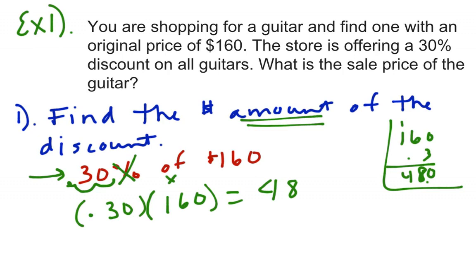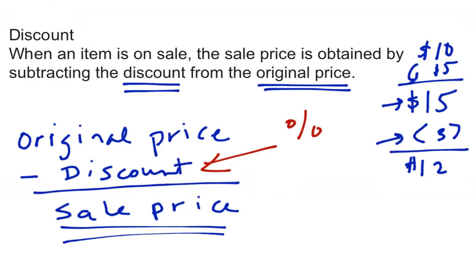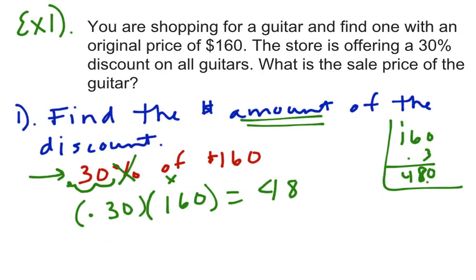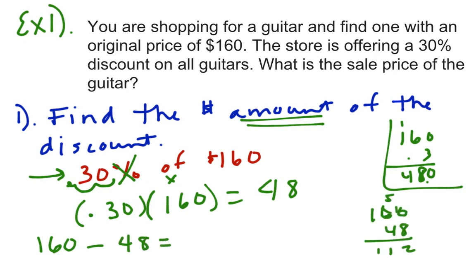It was $160. And remember, the way we do a discount is we take the original price, subtract the discount, and we get the sales price. So my original price was $160, subtract the discount of $48, and I get my sale price, so my side work's over there, of $112. I used subtraction. That is going to be my sales price for my guitar, so that's the answer to my question.